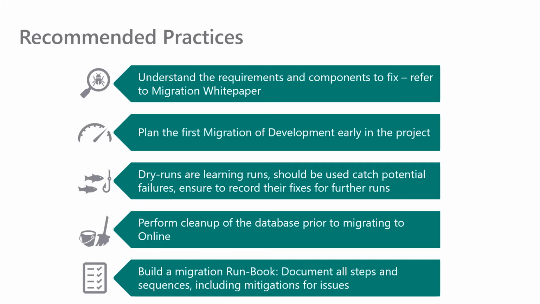Above are a few recommended best practices when embarking on this journey. To ensure success, we highly suggest that you go through our white paper before starting the migration. This will help you understand the requirements and the prerequisites needed for this project. You should try and do your first dry run early in the project. Be aware that these dry runs are a way to catch potential issues, so during them, make sure to record any fixes you make to better prepare yourself for future dry runs. You should also consider doing a cleanup of your database prior to migrating. Finally, have a run book where you can document play-by-play all the steps you'll need to follow come go live. Please include all your mitigations and workarounds of any issues you have encountered.